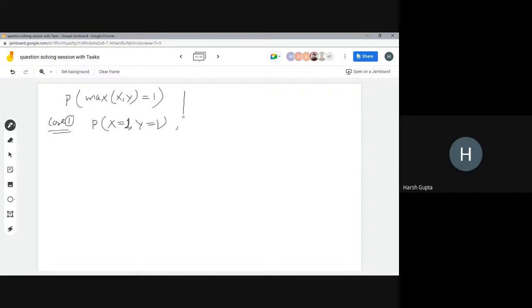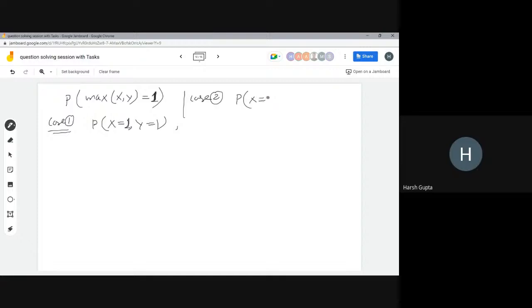What is case two? Zero comma one, one comma one, zero comma one. So first fix this one. So max of x comma y equal to one. First fix one random variable with the value one, or any value which is given in the probability. So here one is given. So first fix this one with any x or y.